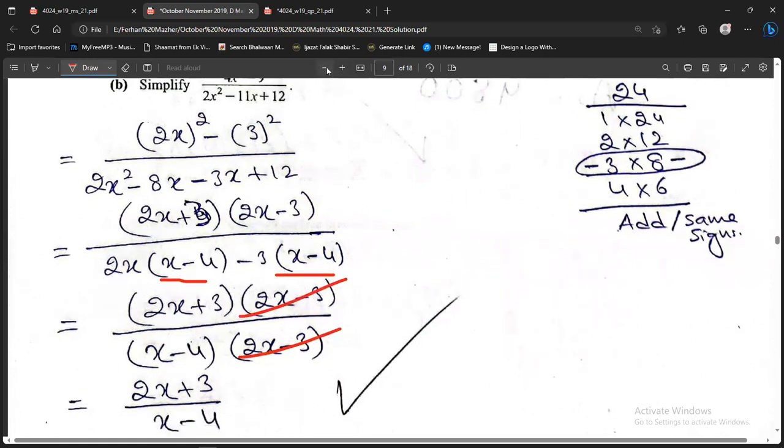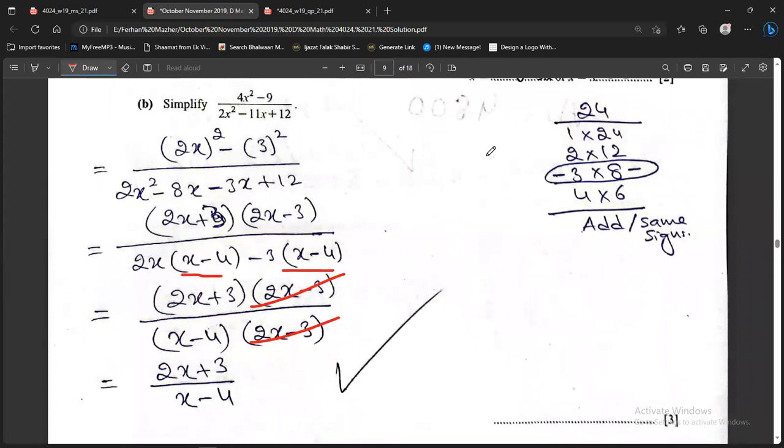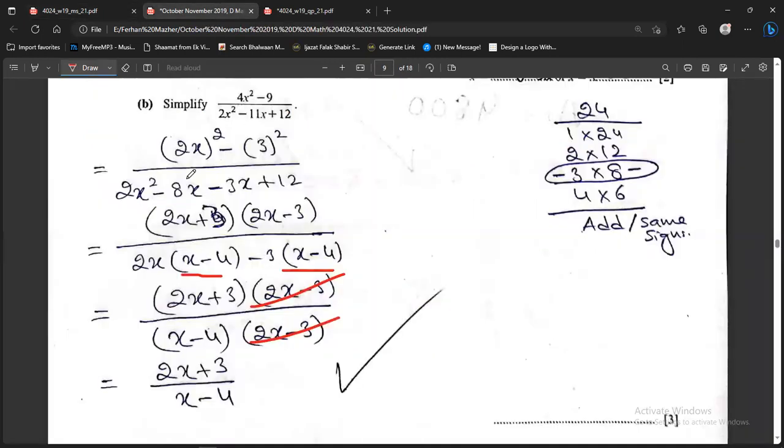So you are left with 2x plus 3 divided by x minus 4. So this is my answer. So let's check. 2x plus 3 divided by x minus 4 is the right answer, sir. So this is how you do question number 5, it's B part.